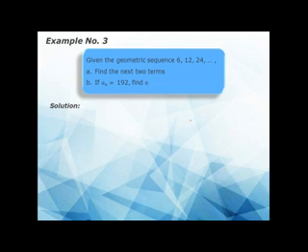So we will have now our third example. Given the geometric sequence 6, 12, and 24, first we have to find the next two terms, and we have to find n if a sub n is 192. Now as we can see, this is a sub 1, this is a sub 2, this is a sub 3, or the third term. Therefore, the next two terms are a sub 4 and a sub 5.